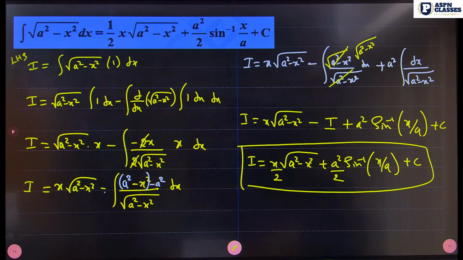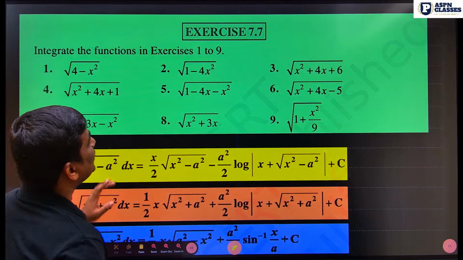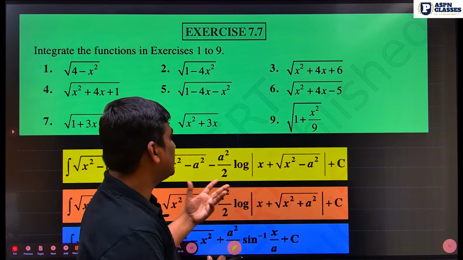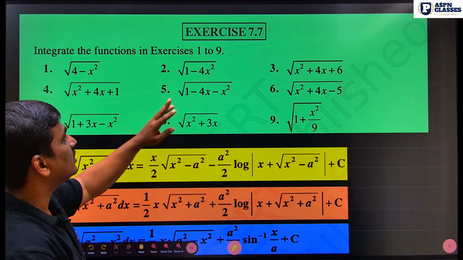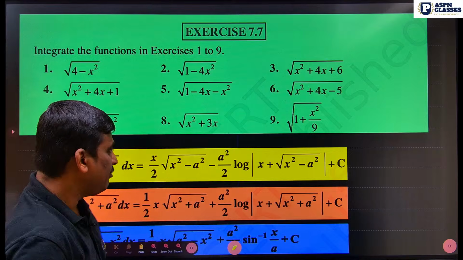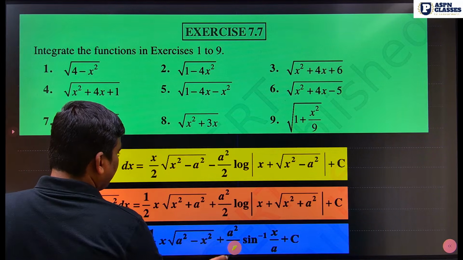Okay, so let's start the exercise. So this exercise 7.7 only has 9 examples, students, so you need to complete these 9 examples. The first 1-2 examples are simple, but then we start with the 3rd, 4th, 5th, 6th. These we need to solve very carefully. Again, by using these 3 formulas only. So formulas are very important.